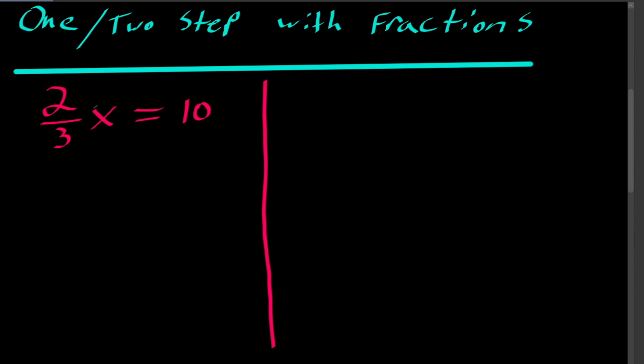So let's say I want to separate a fraction from a variable. I'm going to use something called the reciprocal. Let me see if I can actually spell it right. Reciprocal. All right. So for a reciprocal of a fraction, all we have to do is flip the fraction.